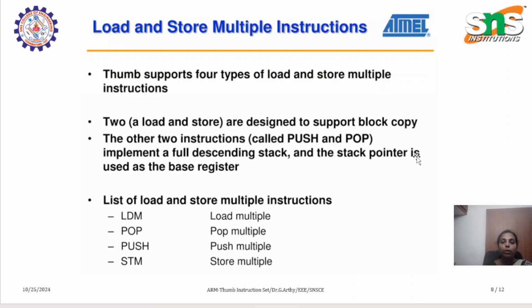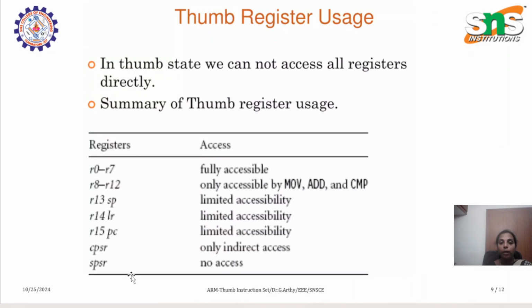Thumb supports 4 types of load and store multiple instructions. Two are designed to support block copy. The other 2 instructions implement a full descending stack, with the stack pointer used as the base register. These are the load store multiple instructions: LDM, PUSH, POP, STM.